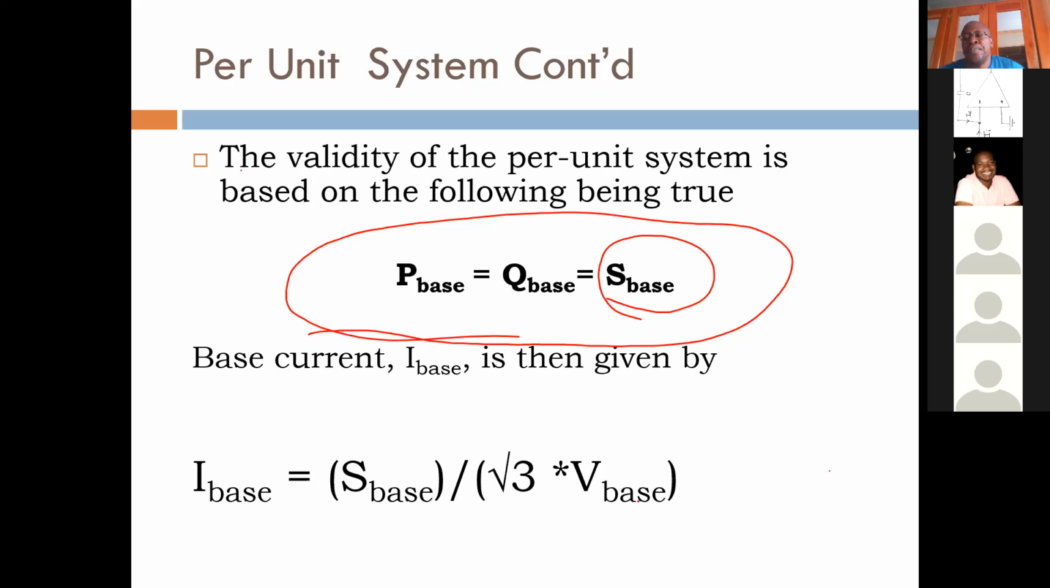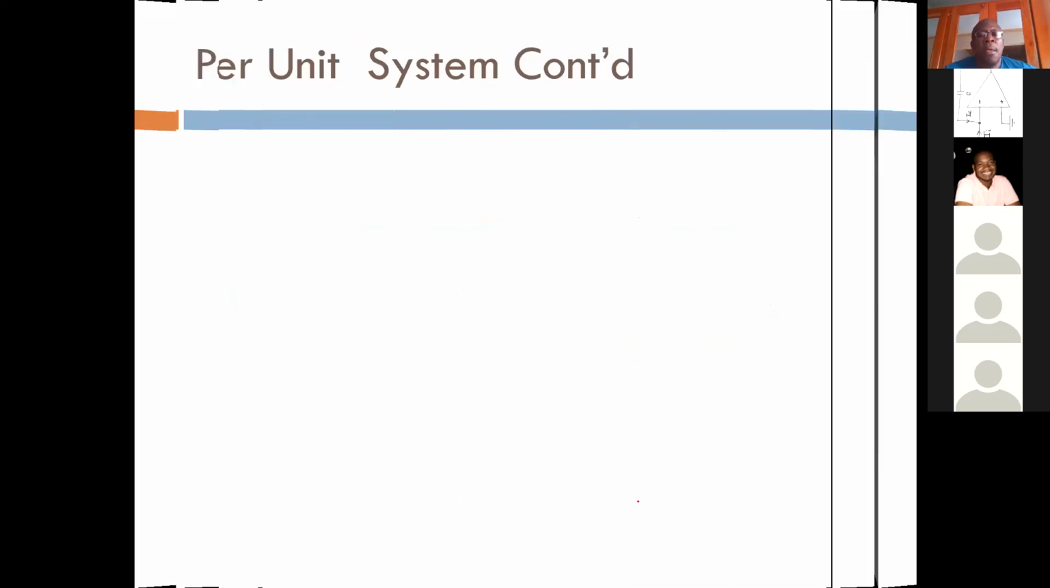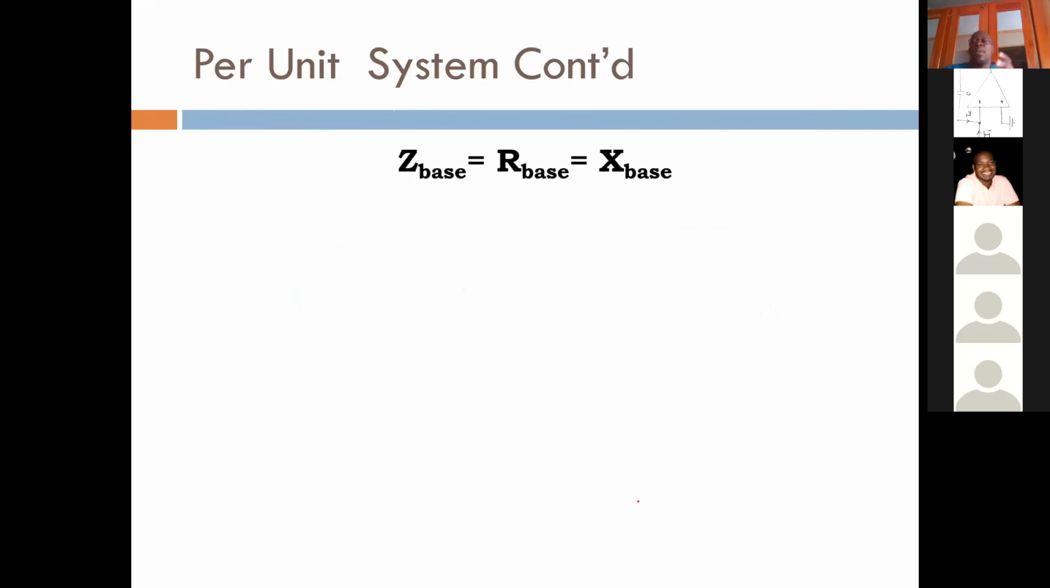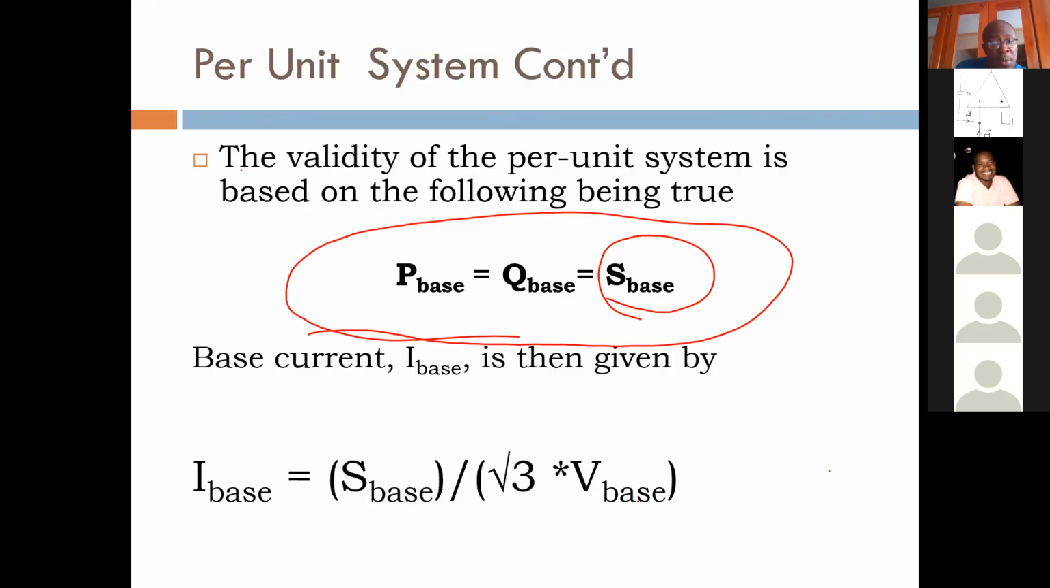All right? Because you all did Machines 1, right? Okay. So the first statement we made is that P base must be equal to Q base must be equal to S base. And then you can derive I base from that. All right. Next.